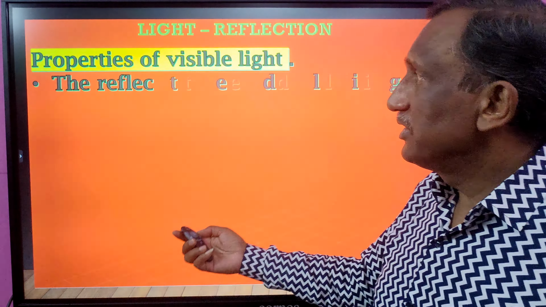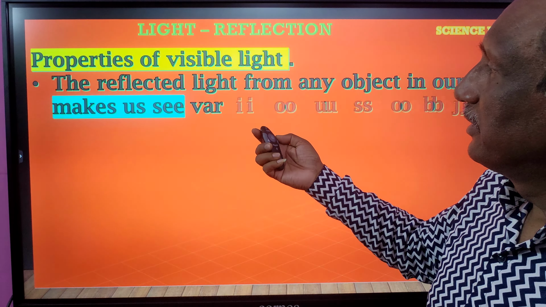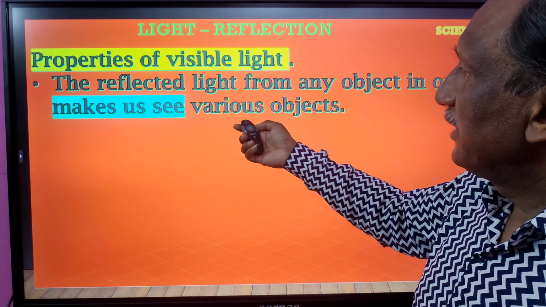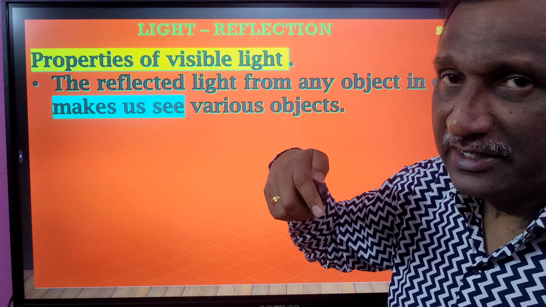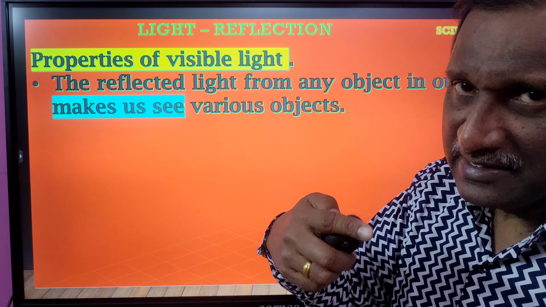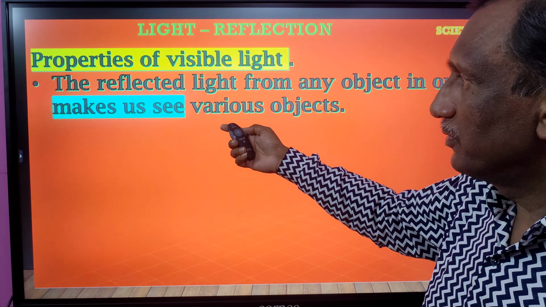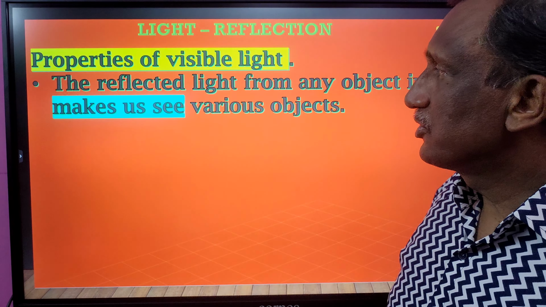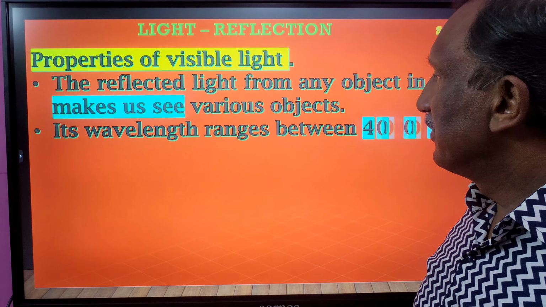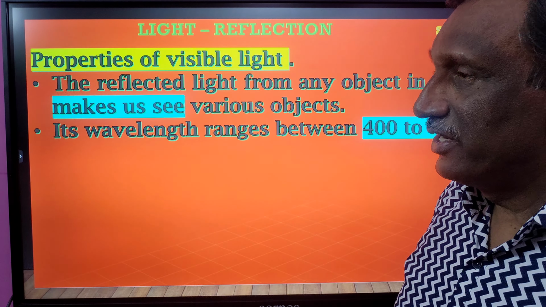So what are the properties? First, the reflected light, this visible light, whenever it reflects and enters our eyes and our eyes detect it, then we are able to see the object, and that is why it is called visible light. The wavelength ranges between 400 to 700 nanometer.